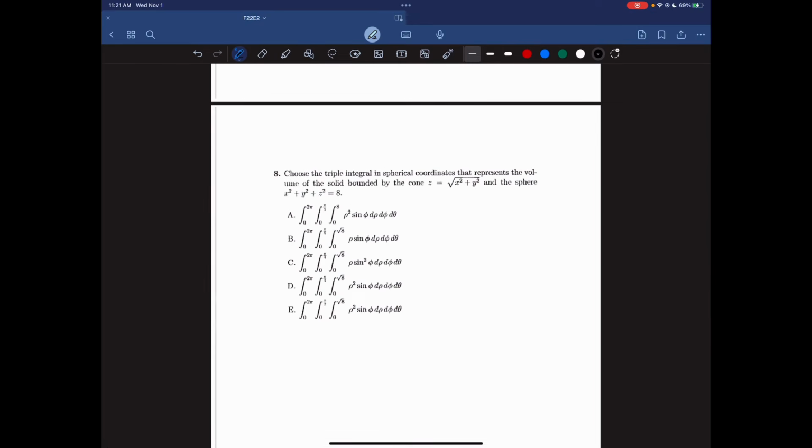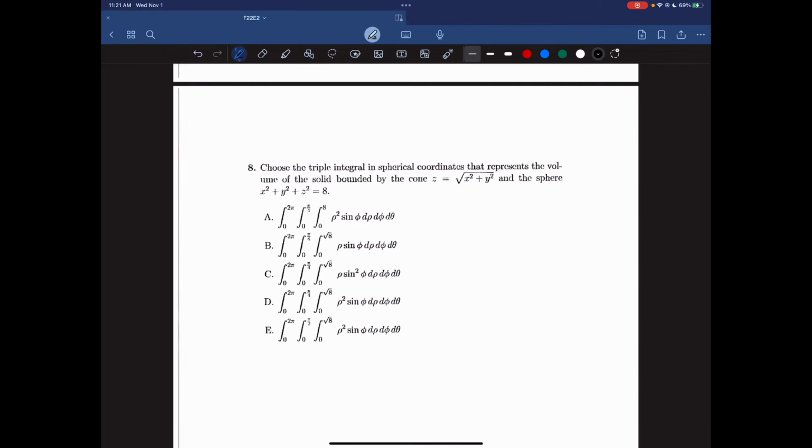Number 8, choose the triple integral in spherical coordinates that represents the volume of the solid bounded by the cone z equals square root x squared plus y squared, and the sphere x squared plus y squared plus z squared equals 8. All right, I love spherical coordinates.